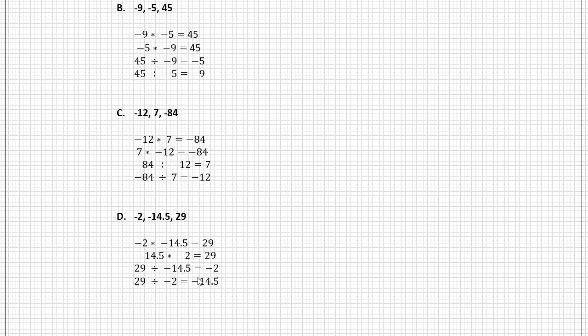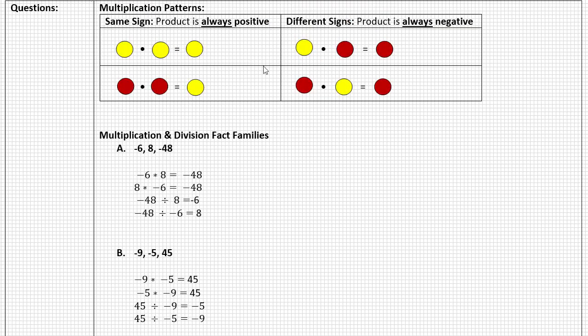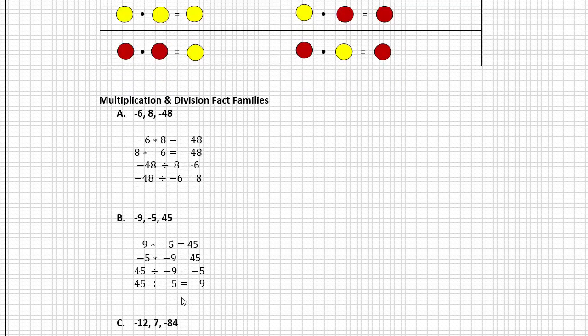How'd you do? You might have the problems in a slightly different order, but you should have the fact -2 times -14.5 is equal to 29. Switching the two factors around, -14.5 times -2 is also 29. 29 divided by -14.5 is going to equal -2, and 29 divided by -2 is going to equal -14.5. So these four examples, along with these patterns from multiplication, are going to conclude our video for today.